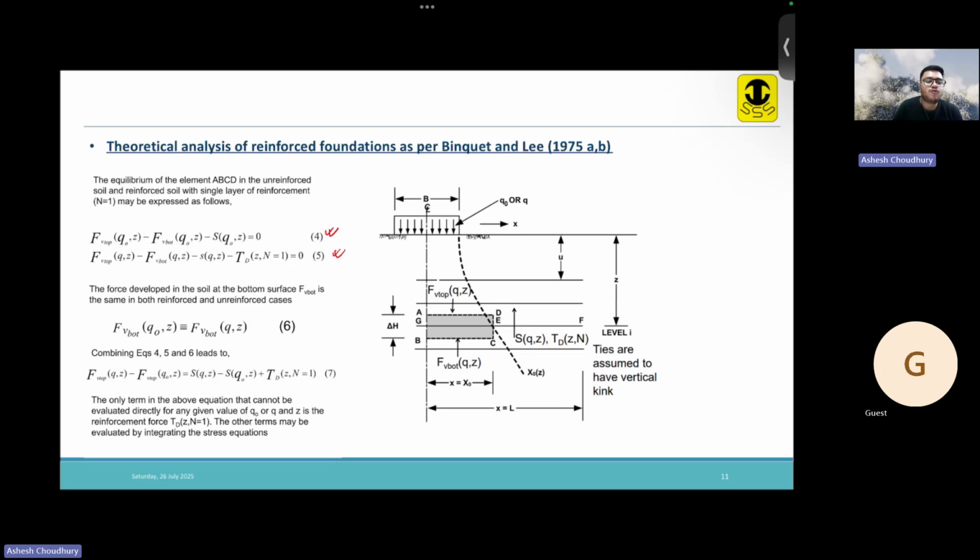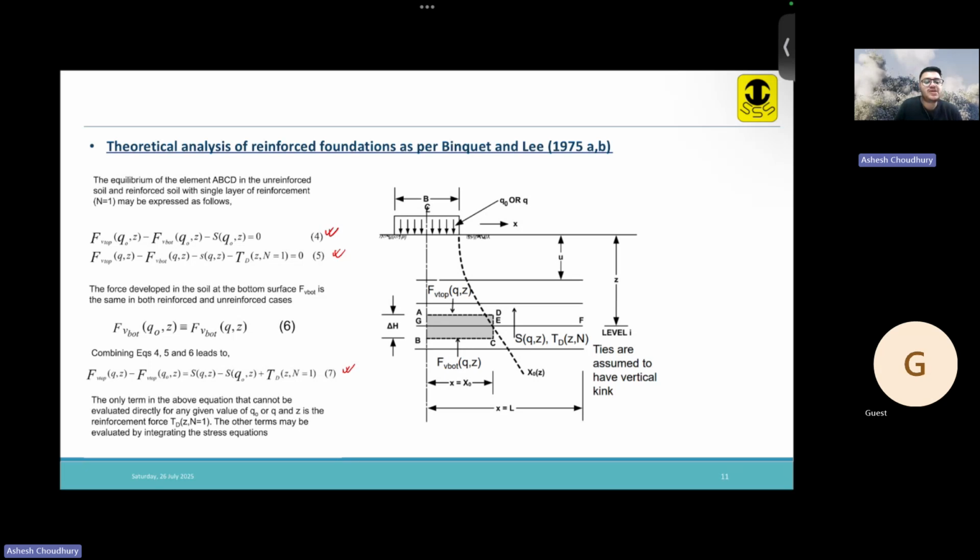Yes. The force developed in the soil at the bottom surface, FV bottom, is the same in both, so we can consider that it is the same in the reinforced case as well as the unreinforced case. So now we combine equation 4 with equations 4 and 5. This gives us this equation. Now, the only term in equation 7 that cannot be evaluated directly for any given value of Q or Q naught and Z is the reinforcement force TT.